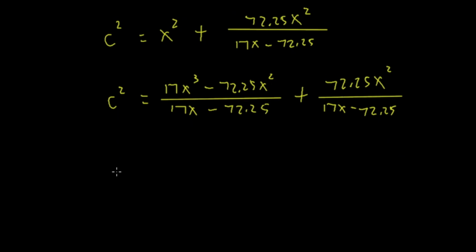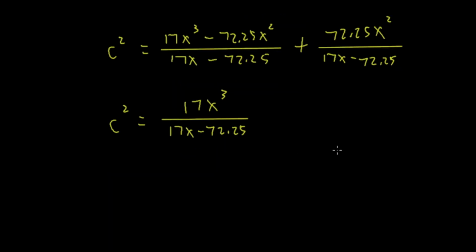Okay, so we can add this and this cancel out. All I have left is c squared is equal to 17x cubed over 17x minus 72.25, right? Now, looks like we can divide both the numerator and the denominator by 17, right? So you can see these are 17 over 17 times this x cubed over x minus 4.25.